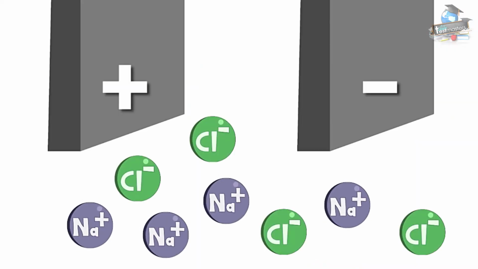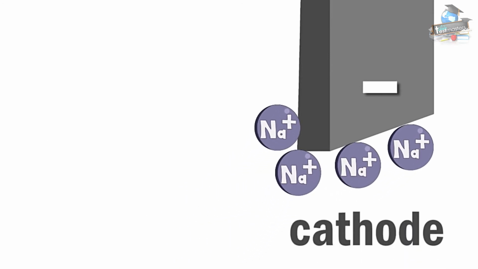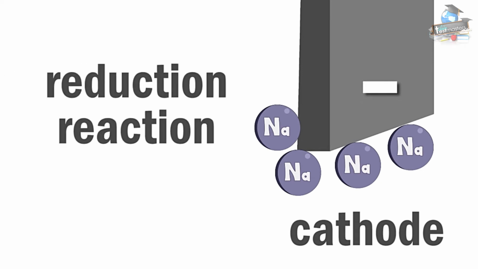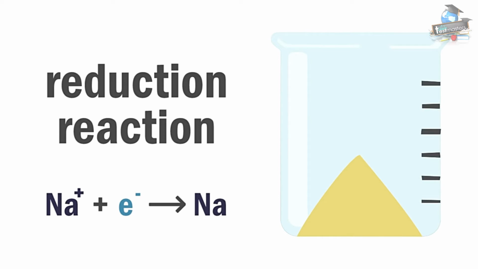Sodium ions will be attracted to the negative electrode, the cathode, where they combine with electrons to give sodium atoms. This is a reduction reaction. Each ion gains one electron and sodium metal is produced.